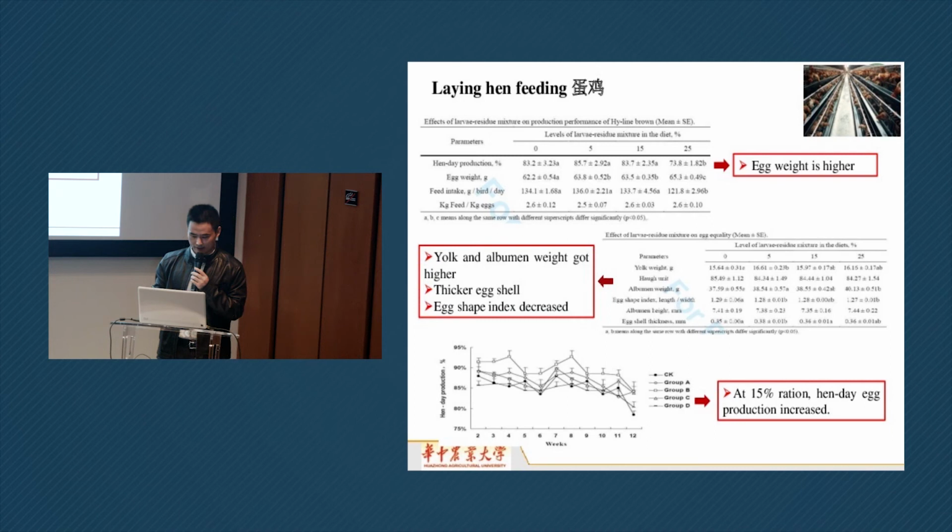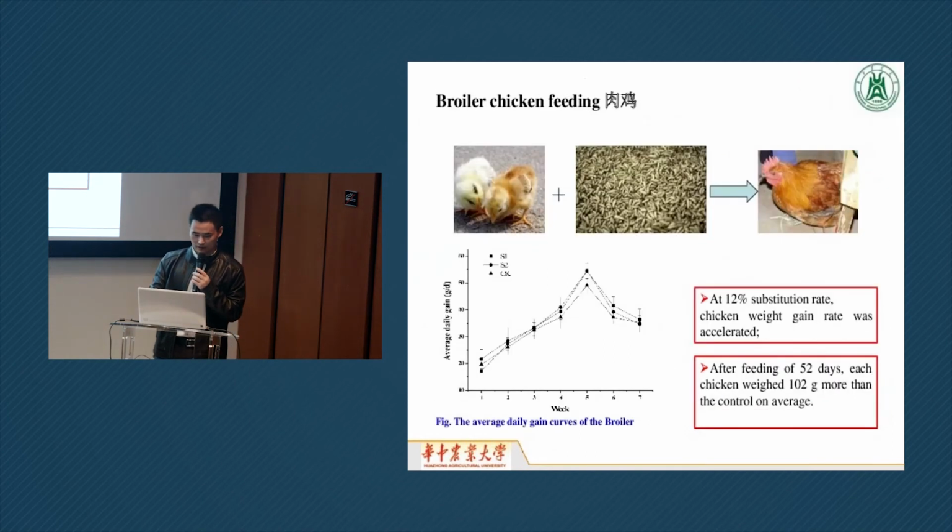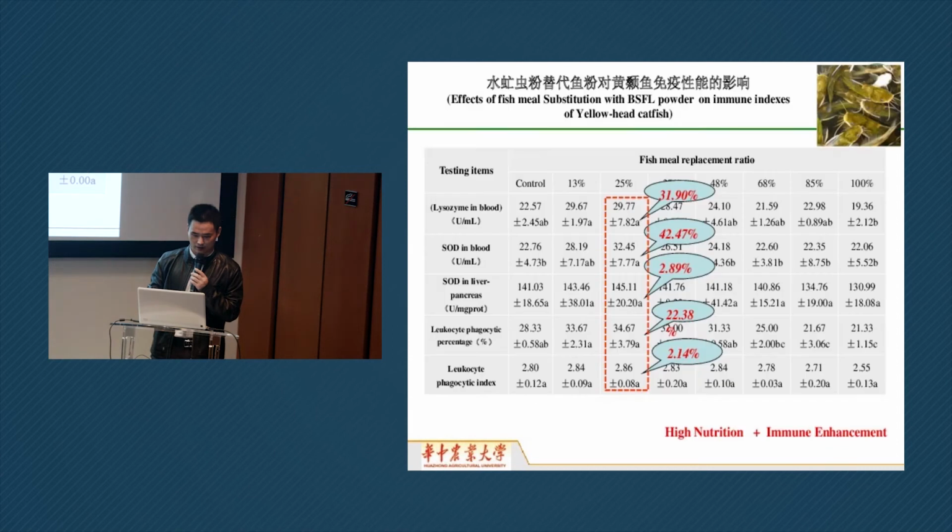Also, for the laying hens, if we incorporate bacterify meal in the laying hen diet, the egg laying can be increased. Also, the broiler chicken also has some good data from the testing. What I want to show you is this one.